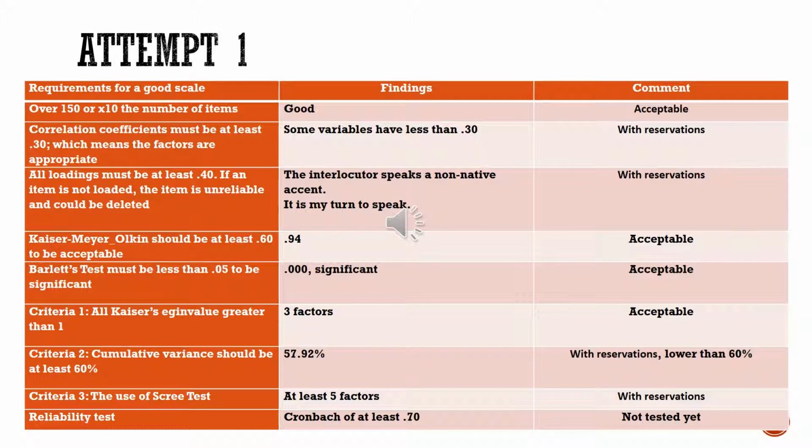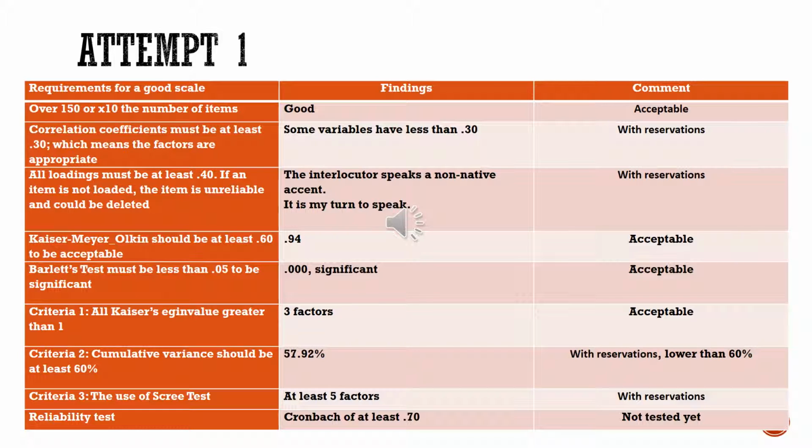So in doing the exploratory factor analysis, this is the first attempt that I'm showing to you on this slide. When you look at this slide, we have the left part where it shows the requirements for a good scale, the middle about the findings, and the comments that we've got. The left side actually depended on the decision metrics that I have talked about earlier.